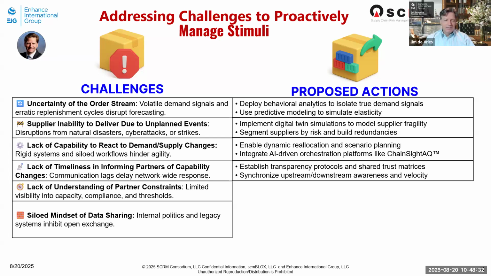The next is lack of timeliness of informing partners of capability changes. Establish those protocols and trust matrices: how you're going to react, who owns what. Collaborate with your folks up and downstream, communicate. You probably will never communicate enough.